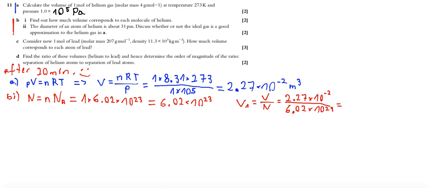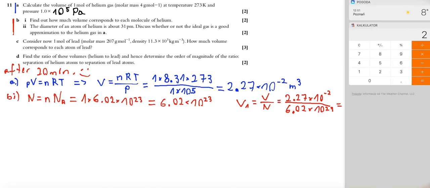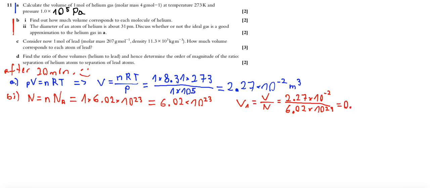Okay, I'm able to calculate this. 2.27 divided by 6.02 is 0.377, so I have 0.377 times 10 to the power of minus 2 and minus 23, which is minus 25, which can be written as 3.77 times 10 to the power of minus 26 meters cubed. So in my opinion this is the answer for B1.